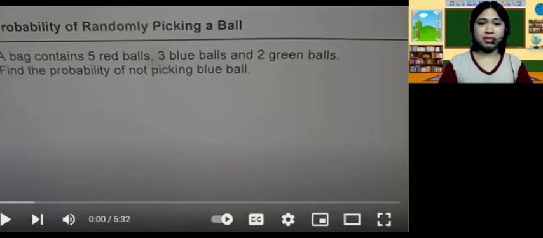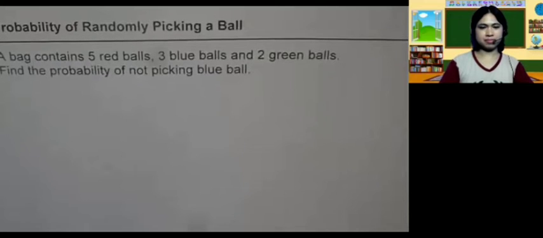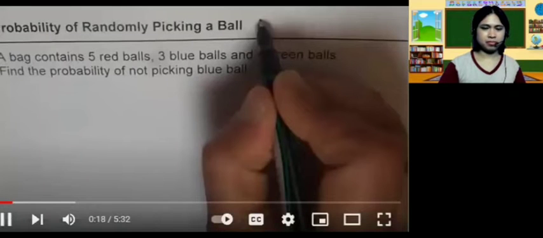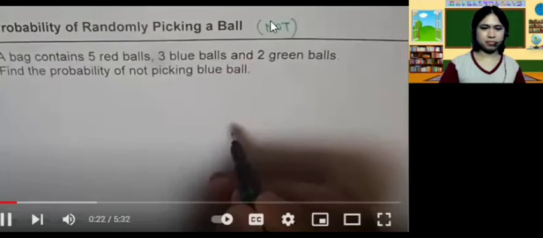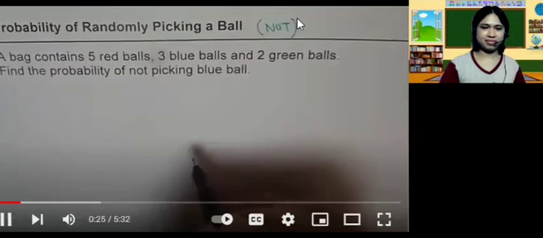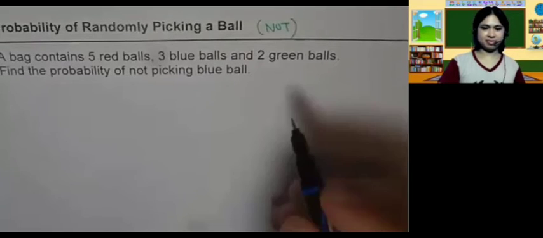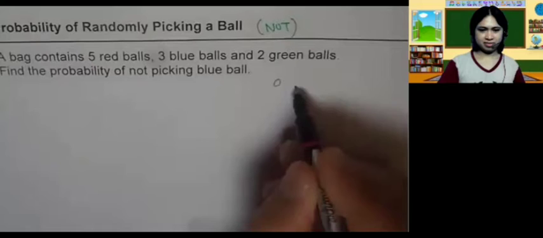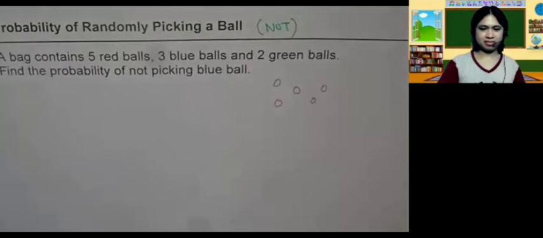Let's have our second video. Probability of randomly picking up. The question here is a bag contains 5 and what is the probability of not picking. Not picking a red ball. That is the question mark. Let's start with making that diagram. Normally, red box we have 5. Let's randomly put 5. Not 5. How many more?